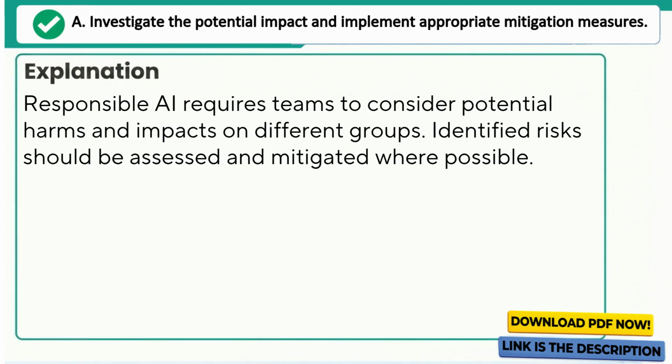Correct answer. A. Investigate the potential impact and implement appropriate mitigation measures. Explanation. Responsible AI requires teams to consider potential harms and impacts on different groups. Identified risks should be assessed and mitigated where possible.